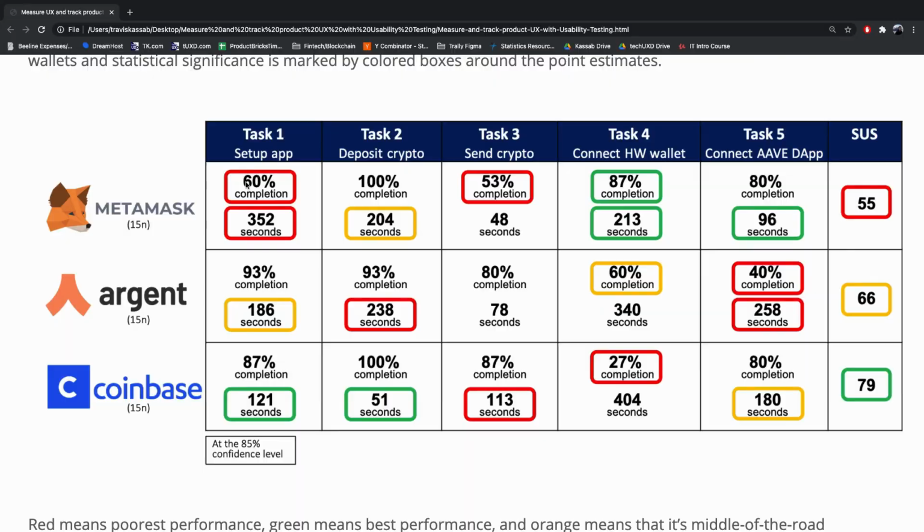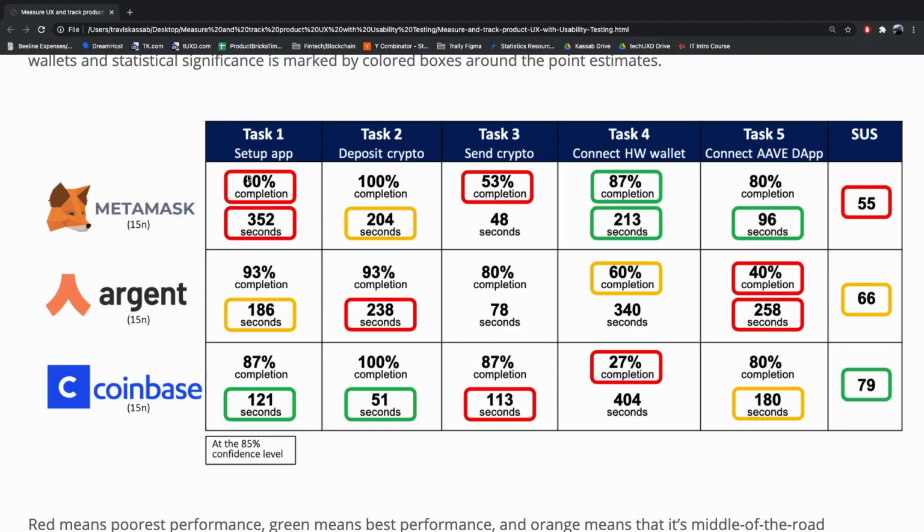And then we can do something called hypothesis testing. An example of hypothesis testing is if we look at MetaMask on task 1, we have 60% completion for MetaMask, Argent 93% completion, and Coinbase 87% completion. Now, are these differences in completion rates real differences that we would expect in the population? Or are these differences just due to noise in our sample? We don't really know until we do something called a hypothesis test or a stat test. And we're testing for statistically significant differences.